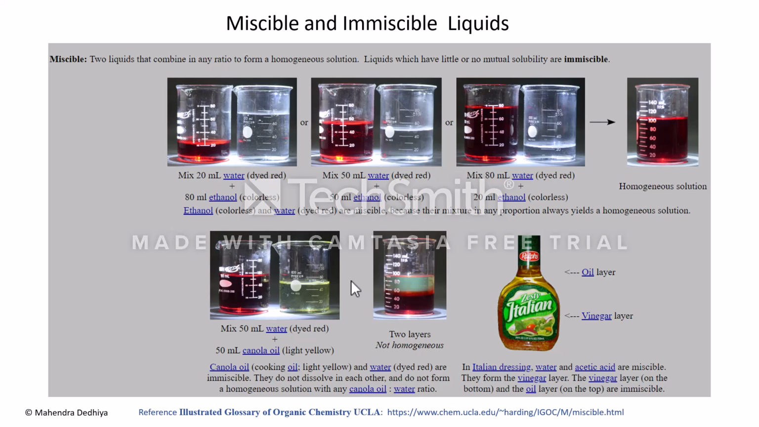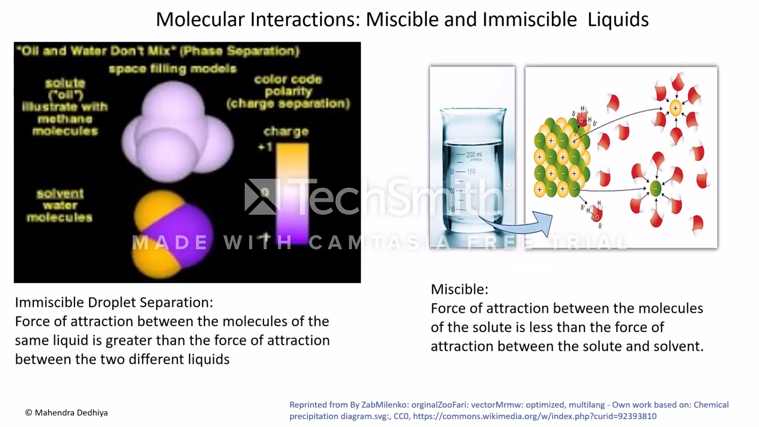If we look at the bottom of the same slide, we have 50 milliliters of water, again colored red, and 50 milliliters of canola oil, light yellow. If we try to mix them together, it will form two distinct layers. And this will be very visible. We are familiar with Italian dressing, which has an oil layer and a vinegar layer. We will look at the mechanism of miscibility and immiscibility in our next slide.